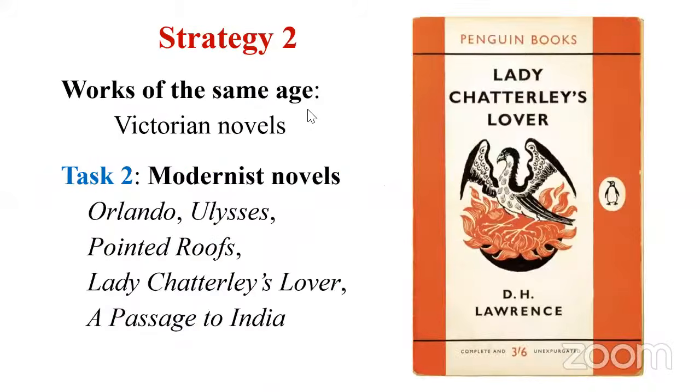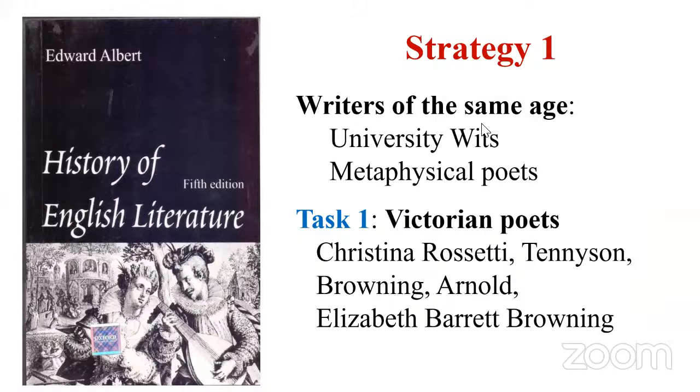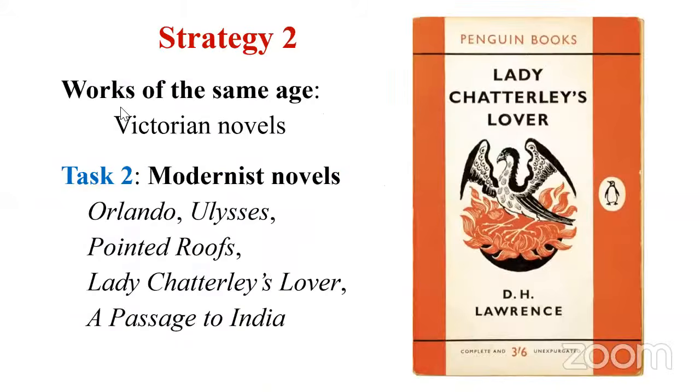Okay, we'll go for the second one. Second one, works of the same age. Earlier I told you, you should focus on writers of the same age; this is almost a similar strategy, works of the same age. Instead of writers, you take a particular age, you focus on some of the prominent or significant novels and their years of publication. For instance, you can focus on Victorian novels.